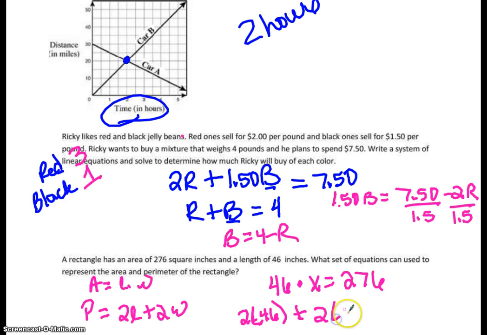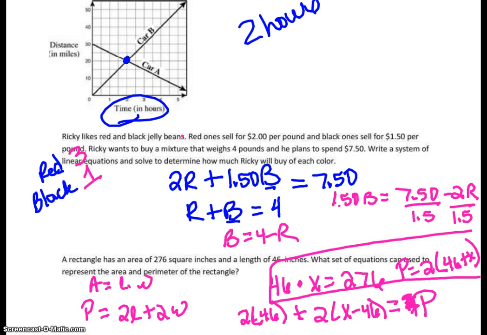plus 2 times x is equal to your perimeter, which we don't know, would be equal to p, your perimeter. Perimeter could also be 2 times 46 plus x. So these would be the two equations you wanted to use.